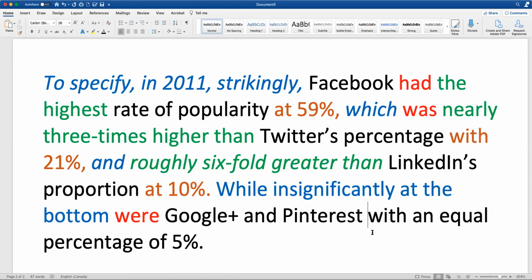Sorry, Leo, when we say sixfold is 6 times? Yes, yes. So that's two ways of saying times, okay? You can say 3 times or threefold, sixfold, or 6 times. Same meaning. While insignificantly at the bottom were.